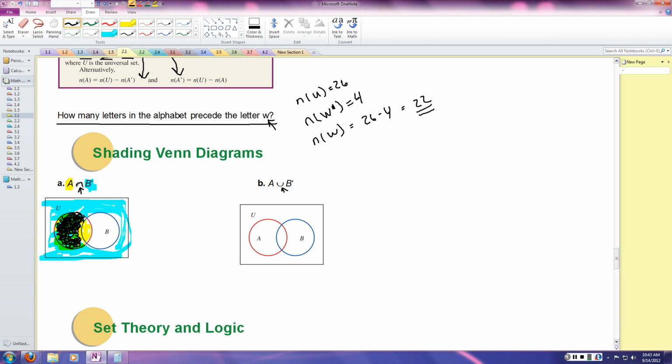So on WebAssign, you're going to have a little box to check. You'll have a box here, a box here, a box here, and a box here, and you would just check this box because that would be A intersection B not.